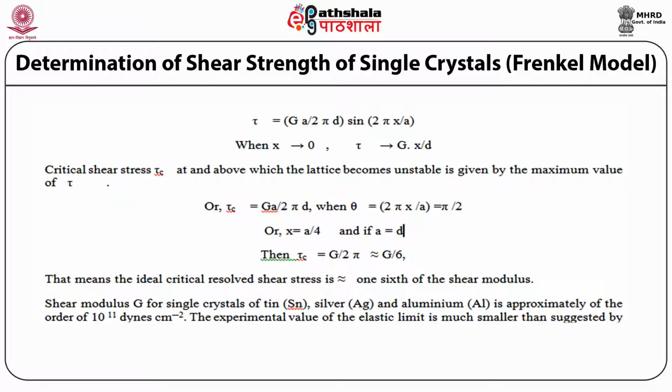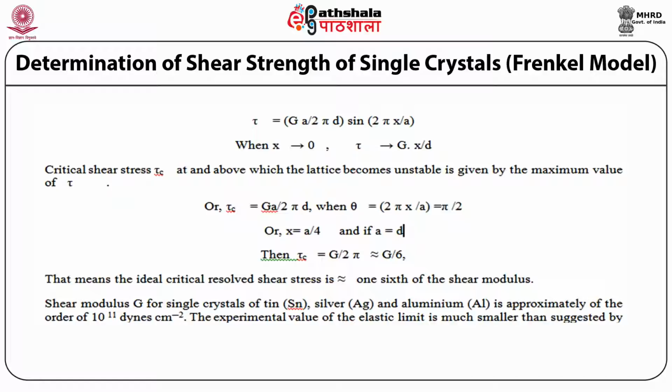when theta is equal to 2 pi x by a equal to pi by 2, or x is equal to a by 4, and if a is equal to d, then tau c is equal to G by 2 pi, which is approximately equal to 1/6 of G. That means the ideal critical resolved shear stress is of the order of 1/6 of the shear modulus.